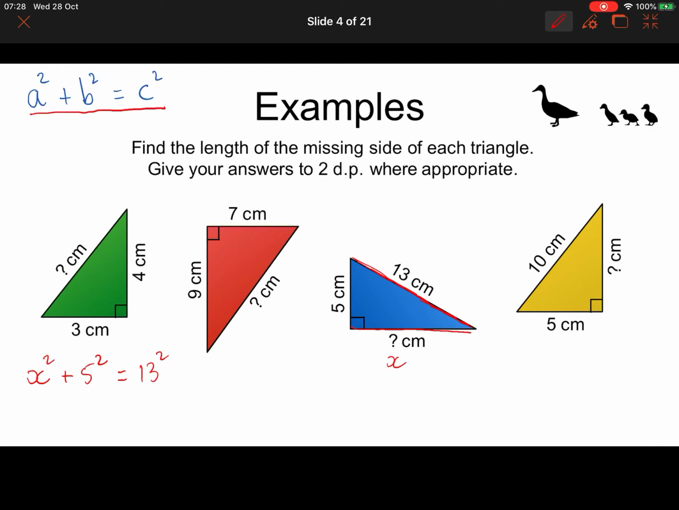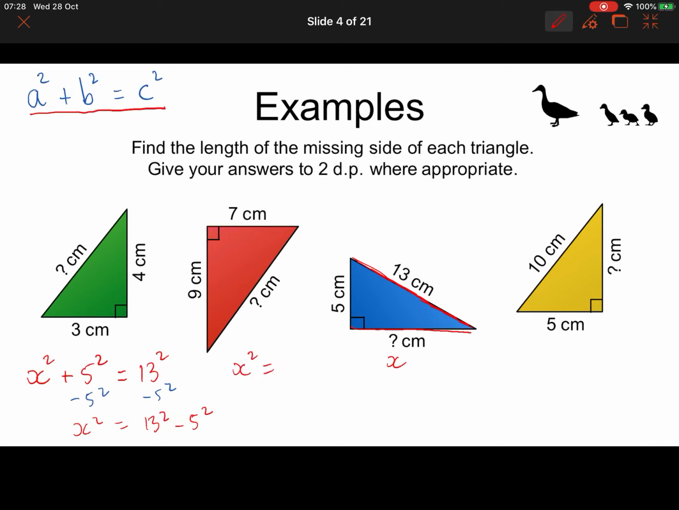So that's still just using this equation here in exactly the same way, but now you've got a little bit of extra work to do to solve that equation. What you'll do is you'll take away 5 squared from both sides, and you will see that x squared equals 13 squared minus 5 squared.